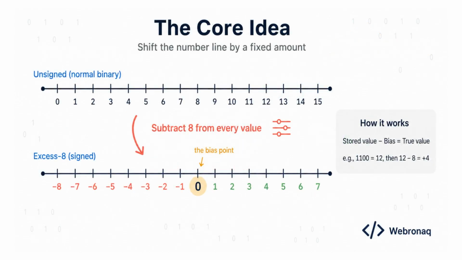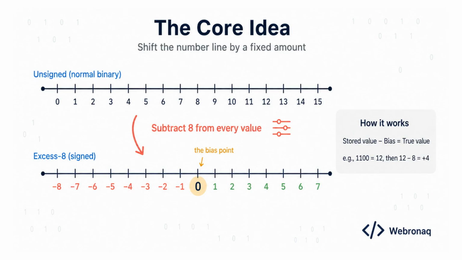All right, here's the whole idea behind excess notation, and it's surprisingly simple. Look at the top number line on screen. That's how unsigned 4-bit binary normally works. With 4 bits, you can store values from 0 all the way up to 15. 16 total combinations, all positive. Now look at what excess notation does. It takes that exact same range, 0 through 15, and just slides it down. It subtracts a fixed number from every value. In this case, we're subtracting 8. So what used to be 0 now represents -8. What used to be 8 now represents +8. And what used to be 15 now represents +7.